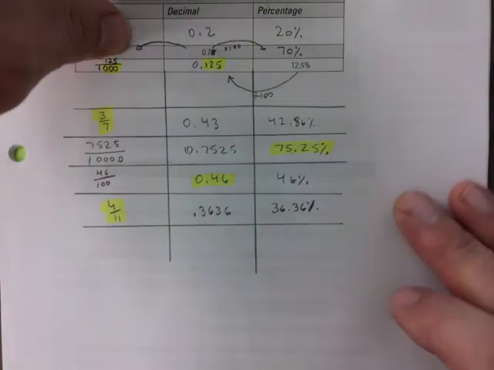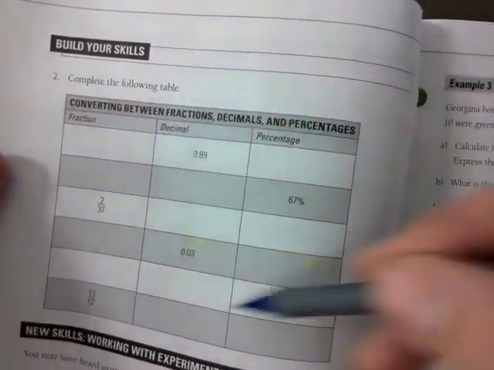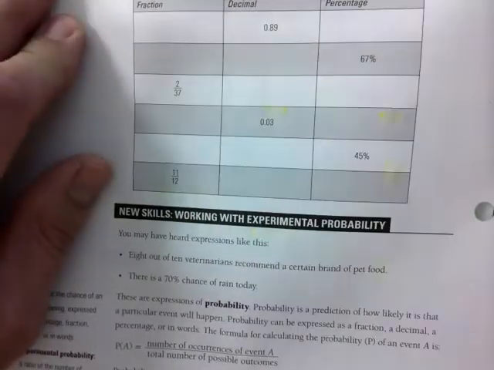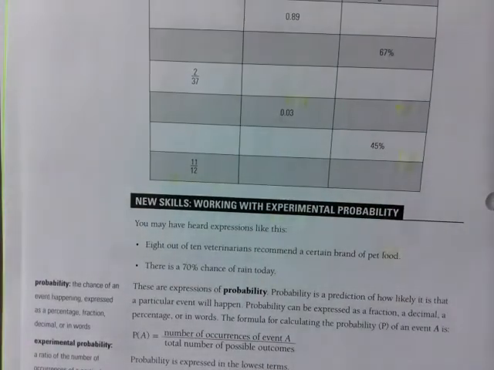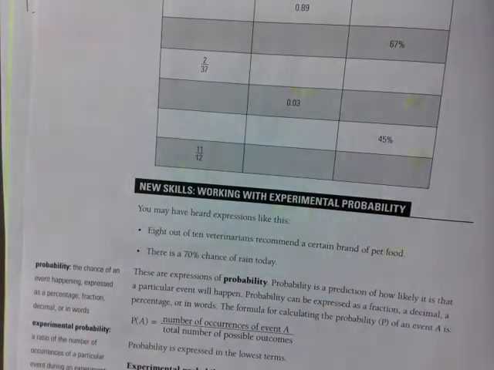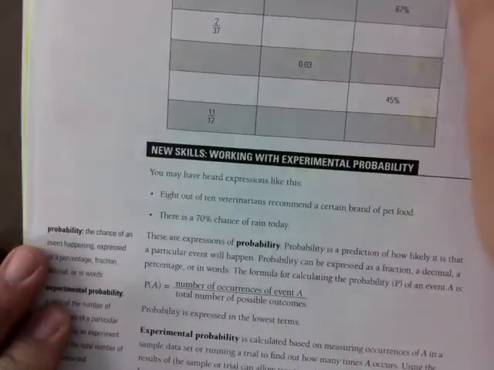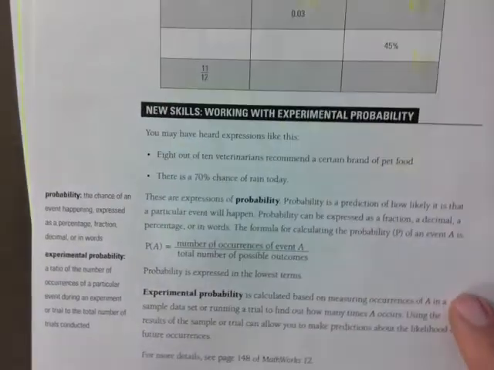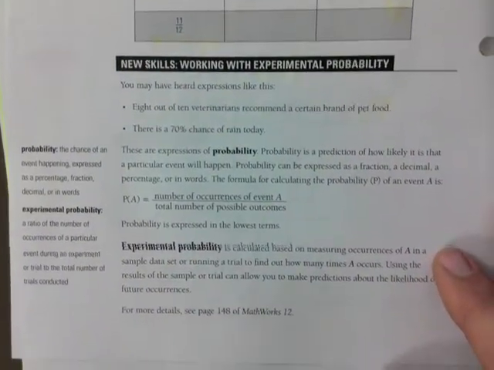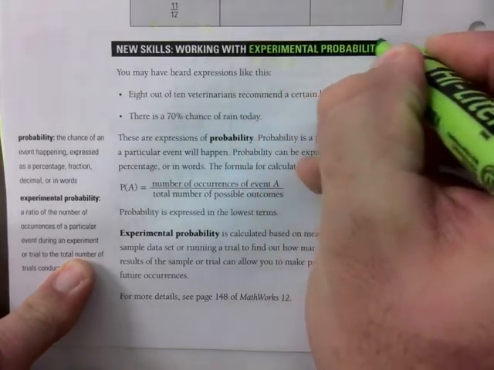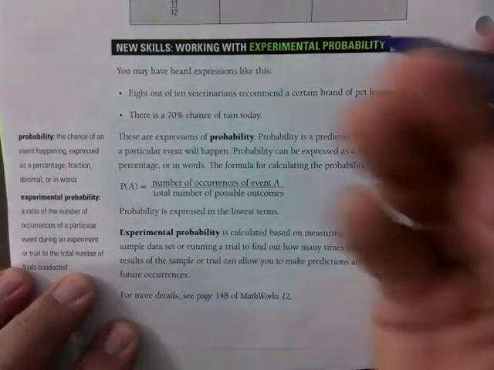We're done with this chart. I will probably tomorrow give you an AC that looks like this, but right now we're going to move on. So go to page 146. Okay. I want the bottom part here. New skills. Working with experimental probability. I want you to highlight, circle it.